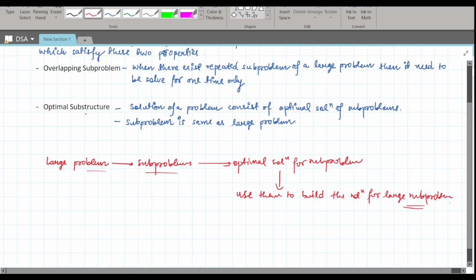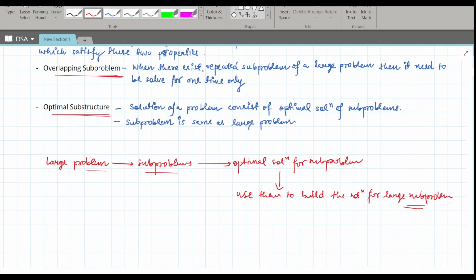But in divide and conquer, these two properties do not need to be satisfied, whereas here these properties should be satisfied. We say that the overlapping subproblem property exists when there is a repeated subproblem of a large problem. Then we need to solve this subproblem only one time, and we use that solution any other time that subproblem exists.